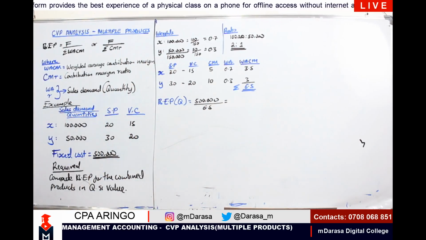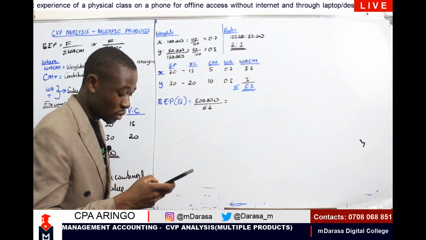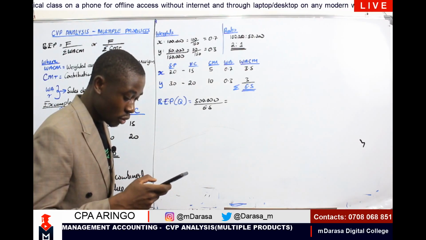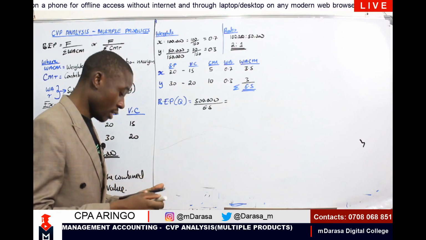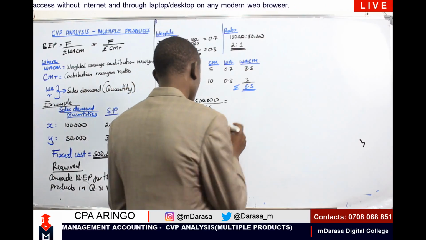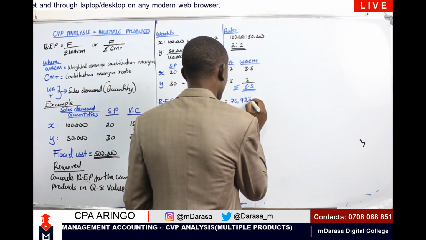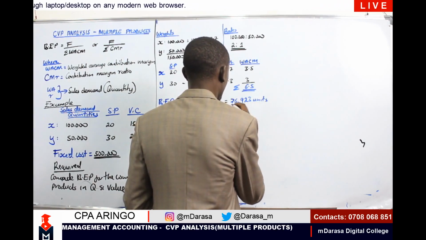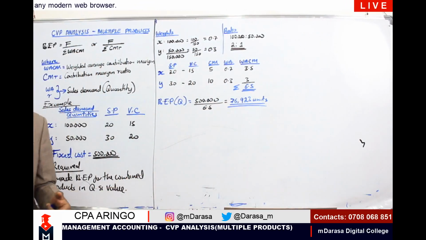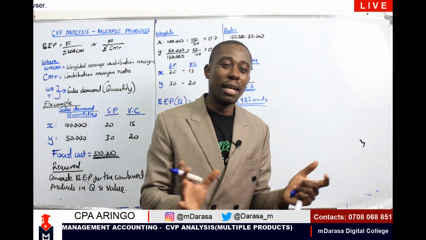So at the end of the day, my good student, that should give us how many units? We should be talking of 500,000 divided by 6.5, to give us a figure of 76,923 units. So in that case, I've determined our break-even point in quantity. That is for the combined products, for the multiple products.